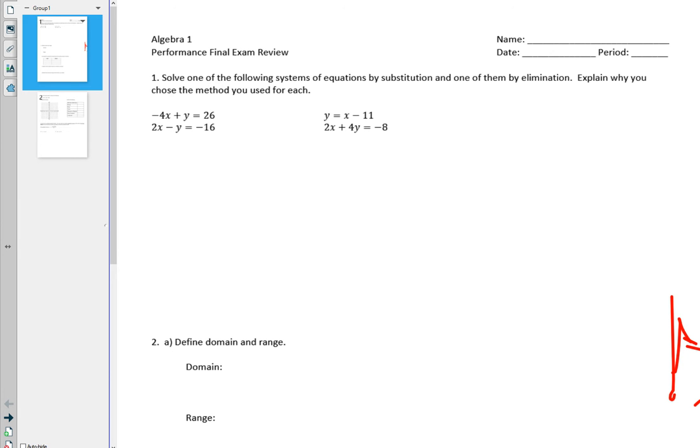Practice for finals. All right, so number 1: solve one of the following systems of equations by substitution and one by elimination, and explain why you chose the method. So let's just solve both of them. Which one would you pick for the first one? Yeah, I would also. Why elimination? What would be a good justification if you're going to explain why you chose it? What did I give you as good rationale for using elimination?